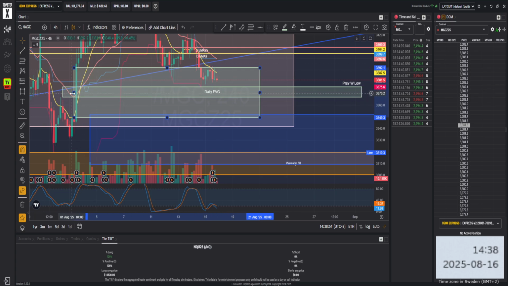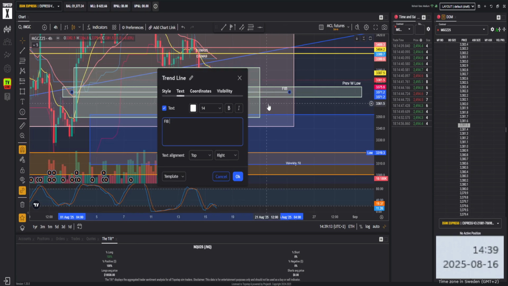So look at where this confliction is. It's right here. 50% of this fair value gap is around here. We could measure with the fib. And the 50, yeah, look at that, 50. 50% fib, 50% daily fair value gap.